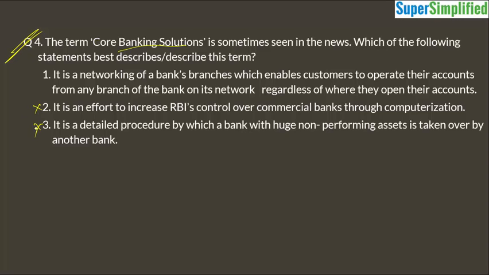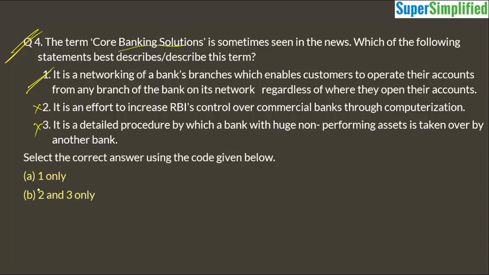Options 2 and 3 are not correct. Option 1 is correct. So even if you open a bank account in Delhi and you are in Mumbai for some work, you can deposit or withdraw an amount from your bank, because all the bank databases are actually networked, right? So option 1 is correct. So these were the options actually. A, 1 only, B, 2 and 3 only, C, 1 and 3 only, and D, 1, 2 and 3. So the correct answer is A, 1 only.